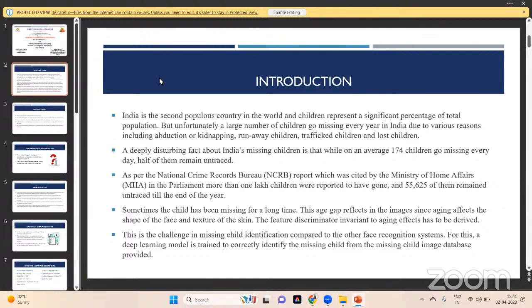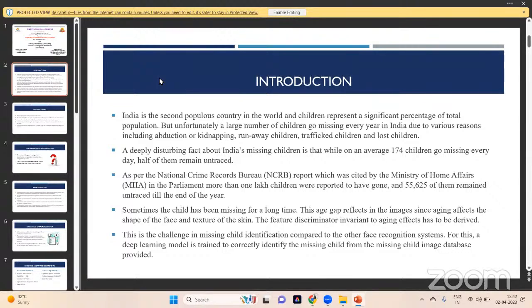It is said that if a child goes missing, the critical time is 48 hours. If they are found within those 48 hours, it is much better; after 48 hours, finding those children becomes more complicated. If the child is not found within 48 hours, they might not be saved. These missing children can be kidnapped or trafficked. On average, 174 children go missing every day.